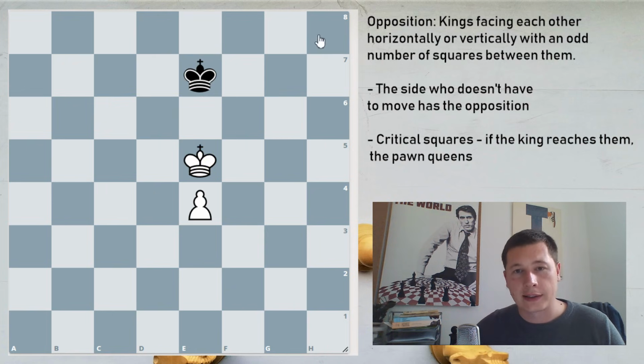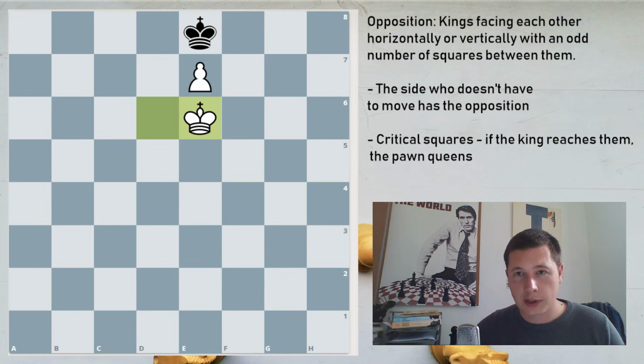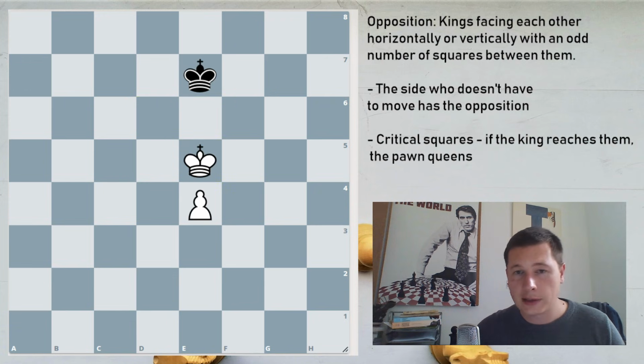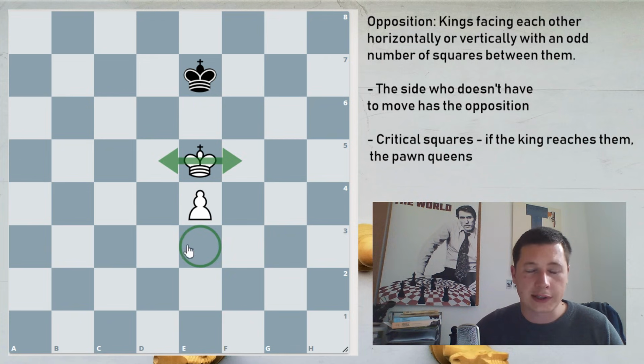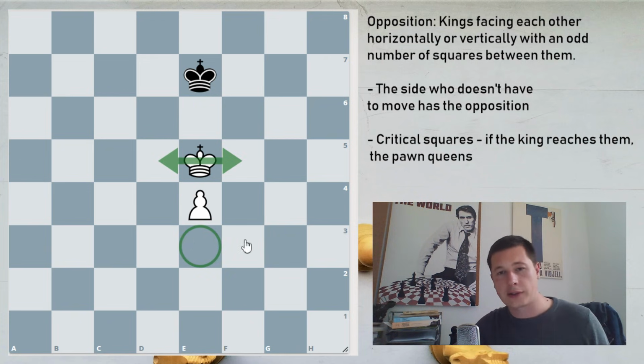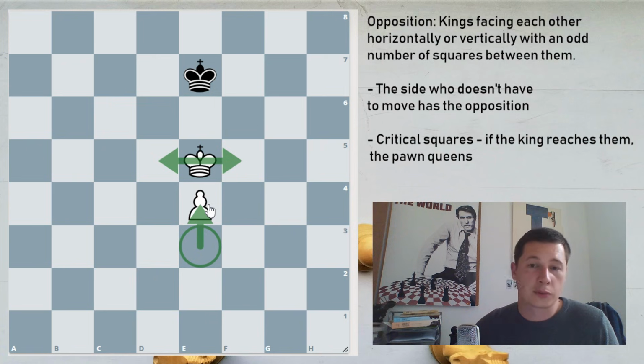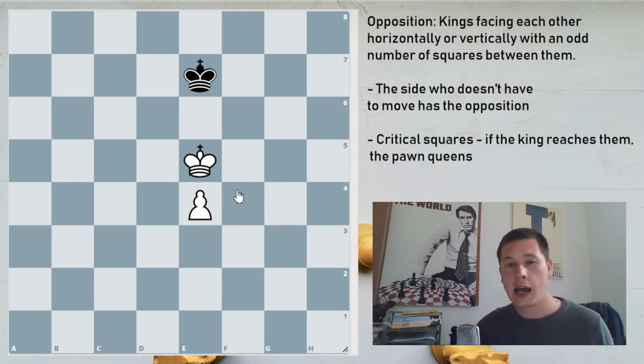Okay, but in this position, let's say we have the starting position once again, and white knows that if he plays king d5 or king f5, it's a draw, and let's say the pawn is on e3. Then white can use a trick to gain the opposition and simply play the pawn from e3 to e4, which means that it's black's turn and white has the opposition. So the opposition is crucial for understanding pawn endings, and this is a principle which I'm going to refer to in probably every video I make in the series.